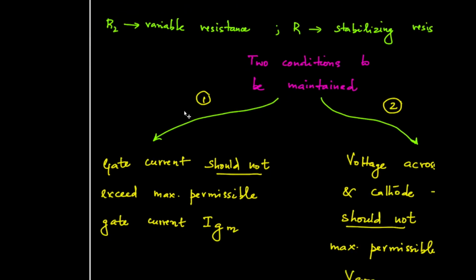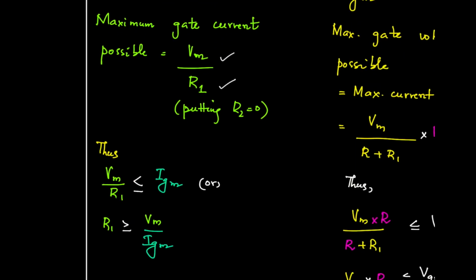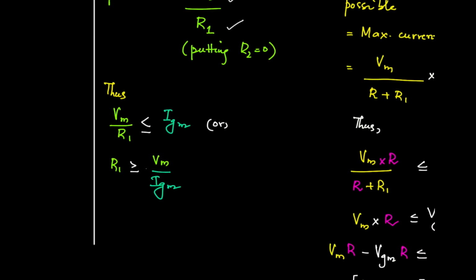So that is what's being said here. You can see that the maximum gate current possible is Vm by R1. Thus Vm by R1 should be less than or equal to IgM. It can be IgM or it can be less, but it cannot be more than IgM. Now by rearranging, what do we get? We get that R1 is greater than or equal to Vm by IgM.